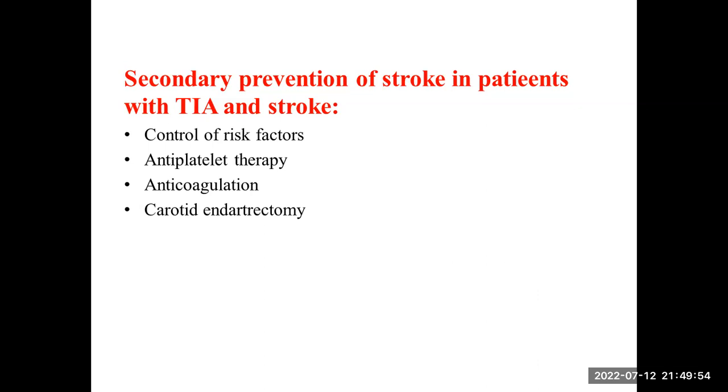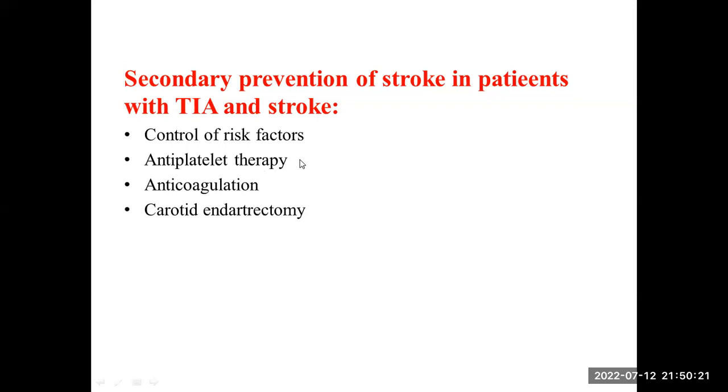But in the acute setting, we can either use aspirin, 300 milligrams for 2 weeks, or we can consider the combination of aspirin and clopidogrel for 21 days if the patient with TIA has an ABCD score of 4 or more, or the patient has a minor stroke according to the NIH stroke scale. So that's all about antiplatelet therapy as part of the secondary prevention of stroke.